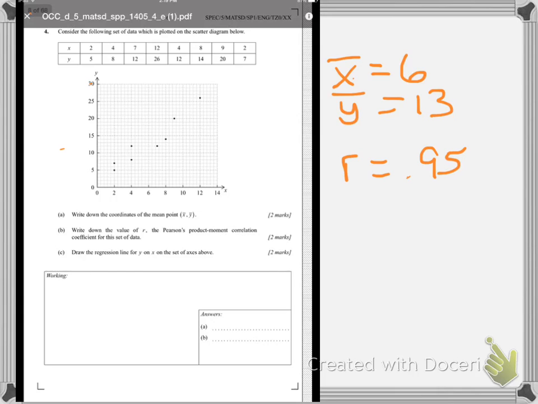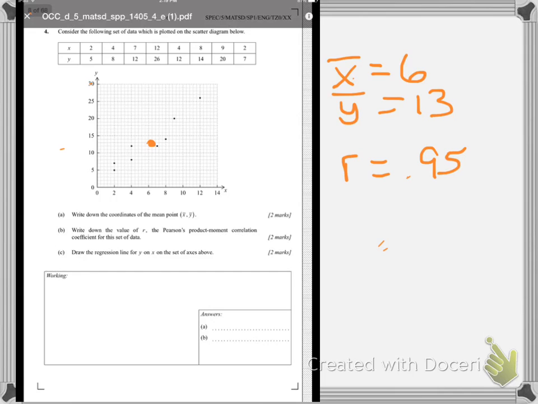Now they said draw the regression line on the graph. Okay, so in order to do this, you have to plot the mean point. So my x mean is 6 and my y mean is 13. And I have to be honest with you, I have a hard time seeing where 13 is, and my dot might not be exact. Okay, can I just draw a dot here?